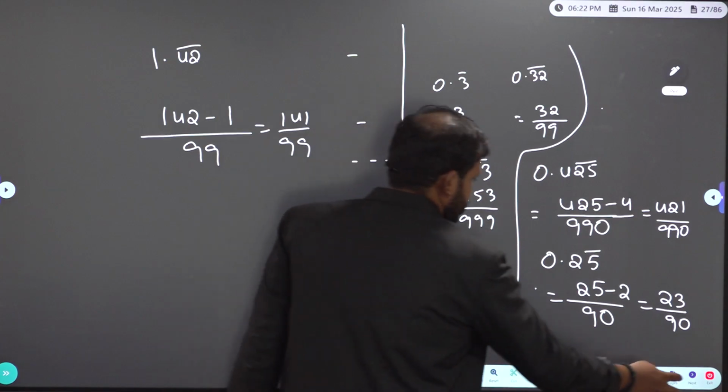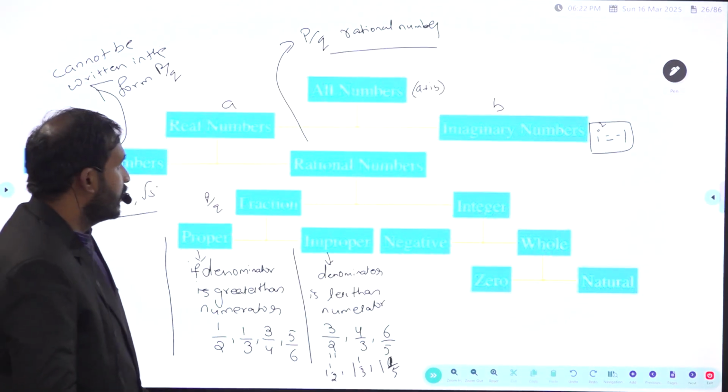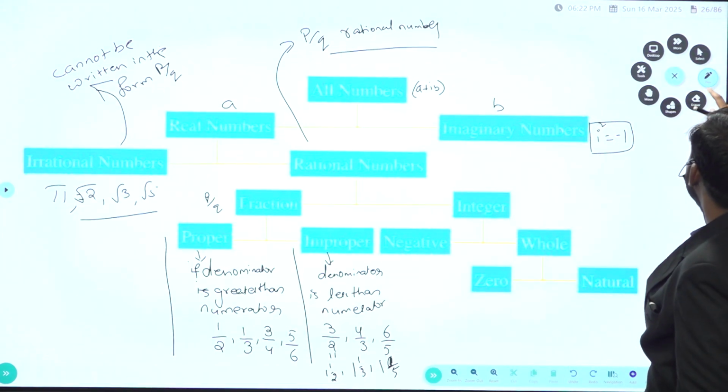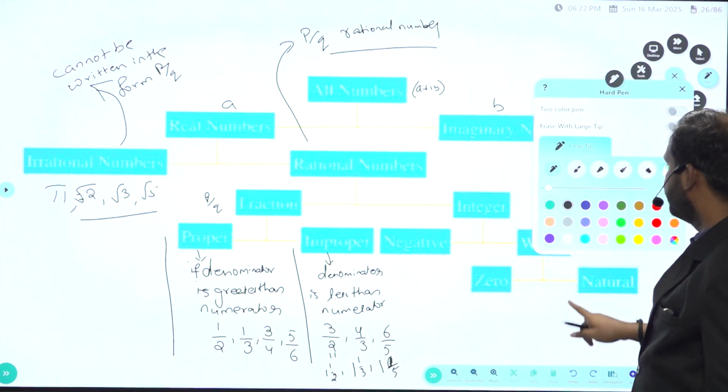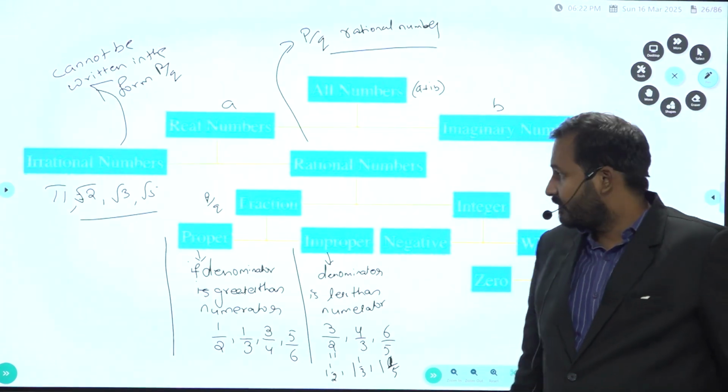Now we will see the next one. We are discussing the proper and improper fractions. So this is regarding proper and improper fractions.